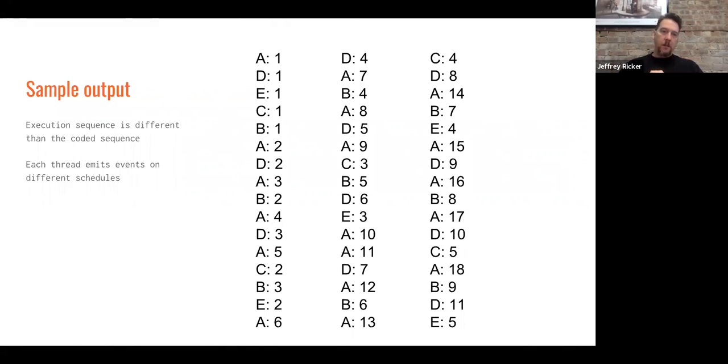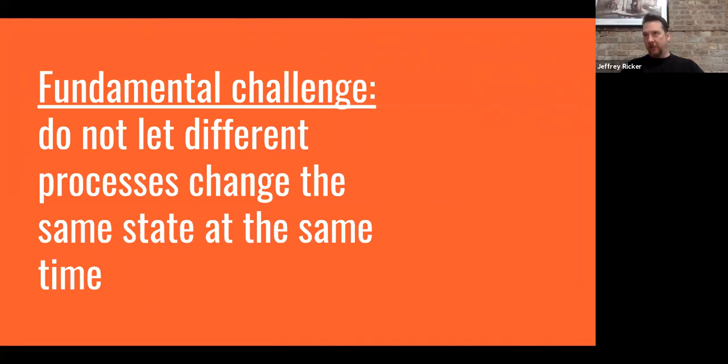So that gets us to the fundamental challenge of parallel processing, which is: do not let different processes change the same state at the same time. Now, in the example that I just showed you, that very trivial multi-threaded program, each thread had its own state. They weren't sharing state.